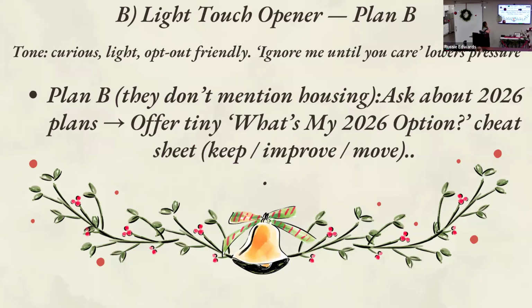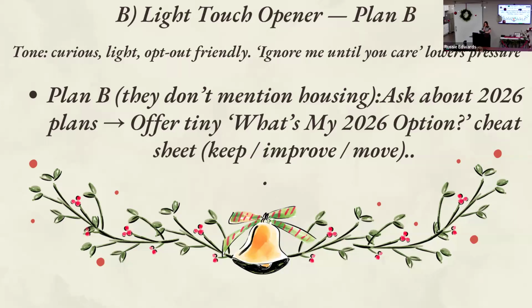Option B is if they do not bring up real estate. So you still keep your tone curious, light, opt-out friendly. If they don't mention housing, plan B would be like, how's your year been? Do you have any fun 2026 plans on deck? They're going to say things like, oh, you know, kids, travel, same old same.